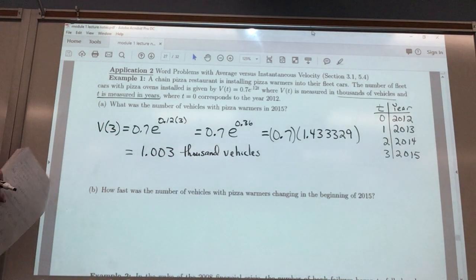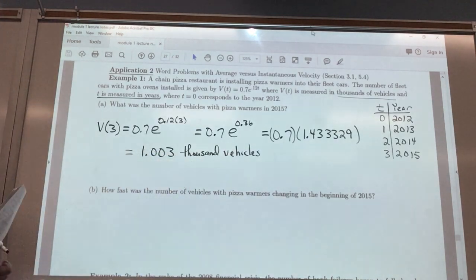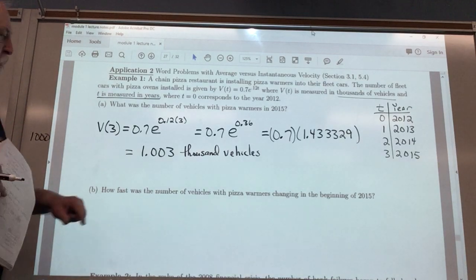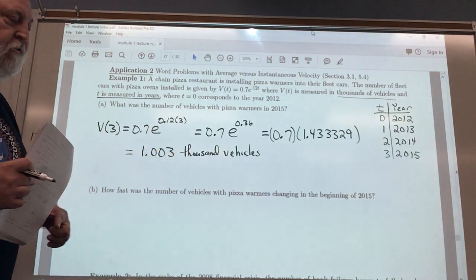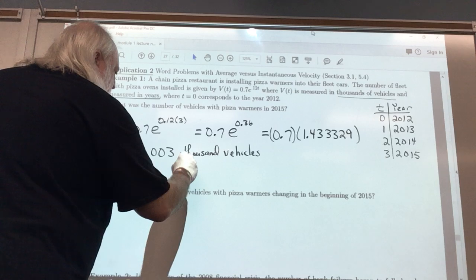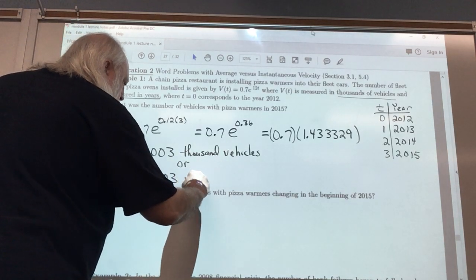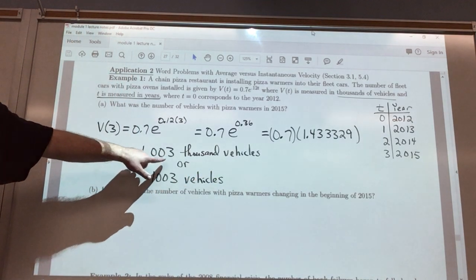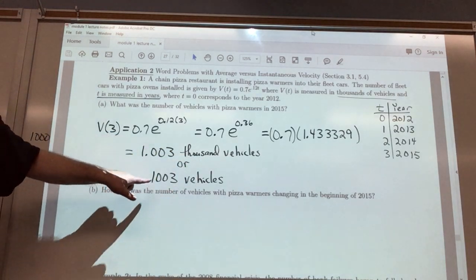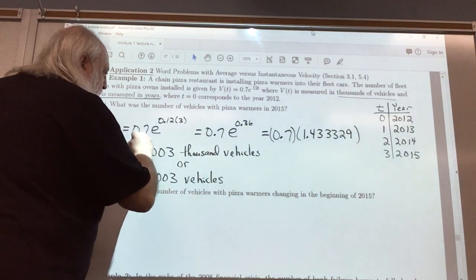Okay? Now, that's why I went to 3 decimal places, because 1,000 is a 1 with 3 zeros behind it. So if I multiply 1.003 by 1,000, I get 1,003. And so 1.003 thousand vehicles is the same as 1,003 vehicles. You can leave your answer in either form, I don't care.